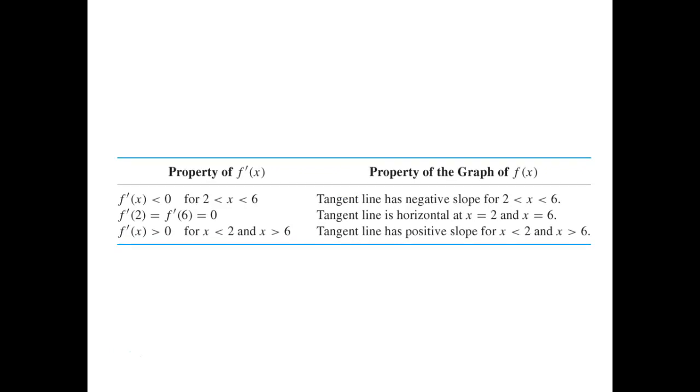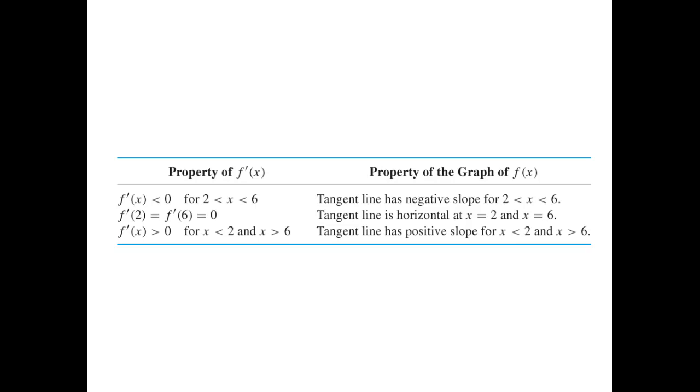When we look at f prime of x, we see the first derivative is negative only in between 2 and 6. We saw that in the graph down here. We saw it in the slope of the tangent line there. Tangent line has negative slope between 2 and 6. The derivative at 2 and the derivative at 6 is 0. That means you had a turning point at 2 and a turning point at 6. Tangent line was horizontal there.